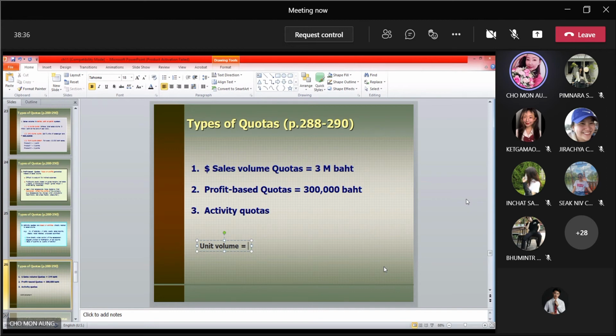Okay, unit volume. For example, in terms of dollar value, they have to achieve 3 million baht. All right? And the unit volume, they have to achieve, for example, let's say this is for yearly basis. Okay? Yearly basis. For example, if we just stick to automobile, for example, units, just to make it easy per year. So what about point quota system?